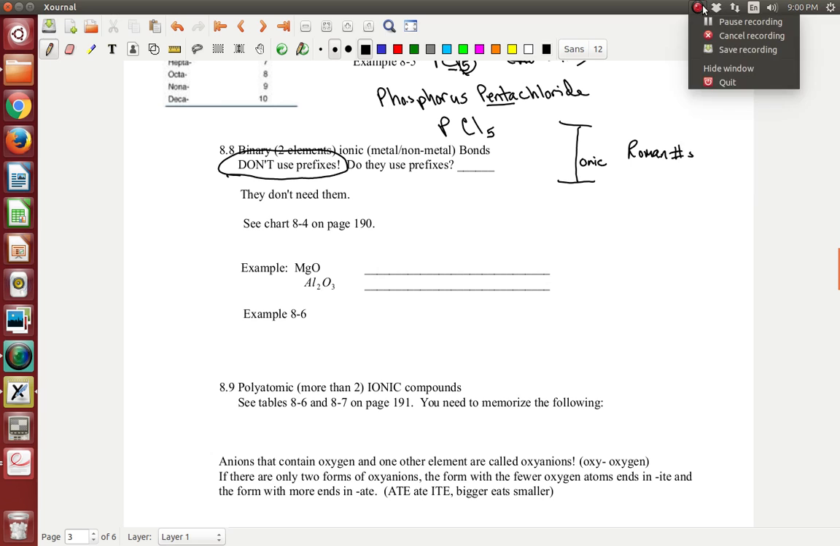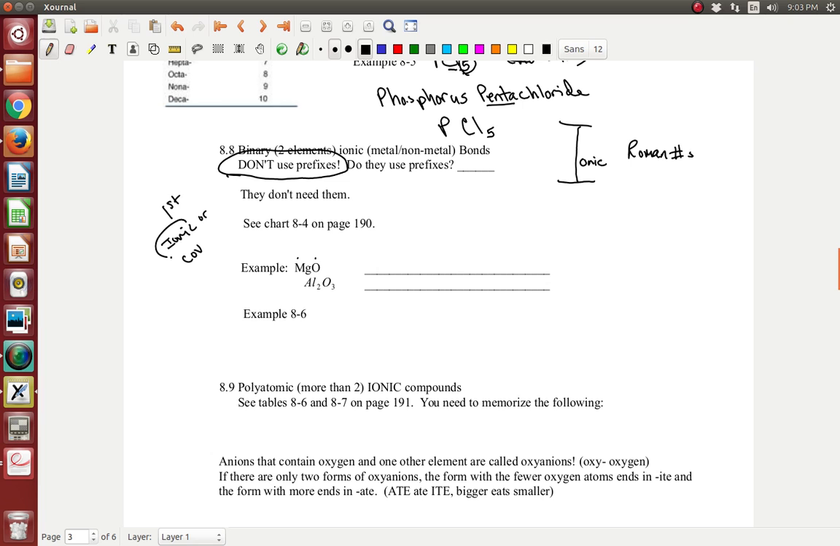Okay, so ionic compounds need Roman numbers. I told you about this chart on page 190. Let's go ahead and go through a couple examples. Magnesium is a metal and oxygen is a nonmetal. Metal, nonmetal, ionic. I know that's always the first thing you need to do. The first thing is check and see, is it ionic or covalent?